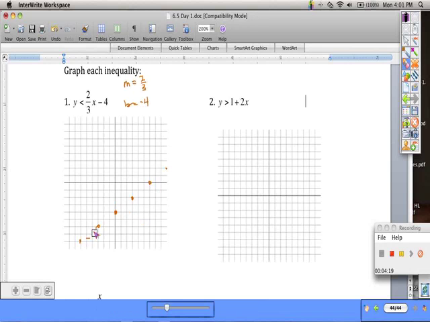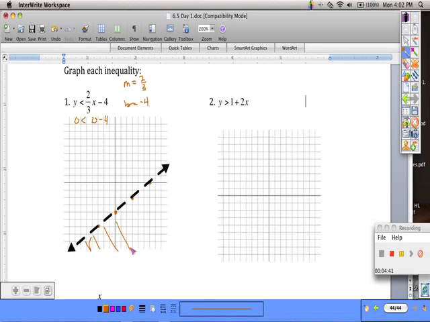And there's not an or equal to, so we draw a dashed line, and then test a point, 0, 0. 0 less than 0 minus 4, 2/3 times 0. Is 0 less than -4? No. So we shade below this line. Another way to do this, if you have y by itself, this says that y is less than the line. Less than means go down, put your pencil on the line and move it down. That's the side you shade.